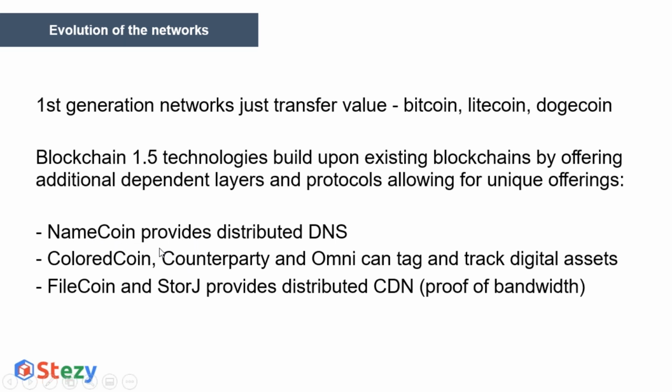There is a company called Namecoin which provides a distributed DNS. Instead of a normal DNS, they proposed a distributed DNS. There is something called Colored Coin, with Counterparty and Omni, through which digital assets can be tagged and tracked. There is a company called Filecoin for storage. It's a distributed cloud storage where you can share your spare hard disk and a blockchain network will be formed with that. So those companies are early into the game.